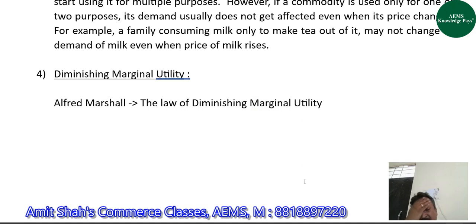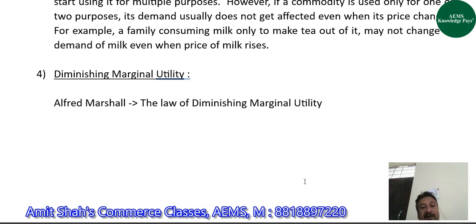Okay, guys, what I was telling is that there is a law of diminishing marginal utility. That law was also given by Alfred Marshall, who gave the law of demand. Through his law, he tried to explain why a consumer consumes only certain units of a particular commodity.